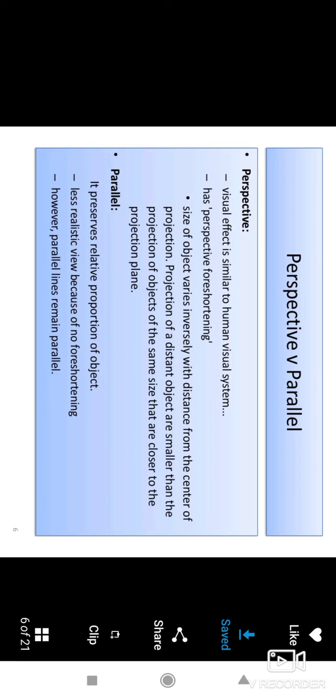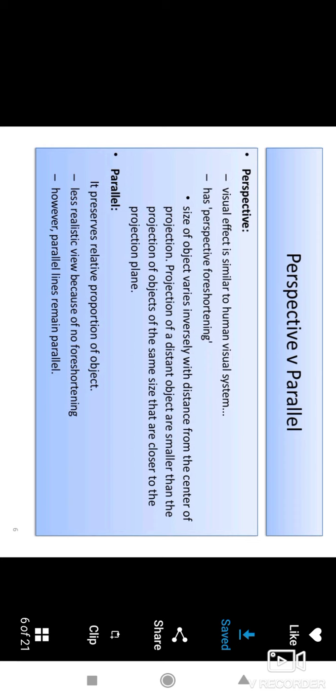That is, the size of the object varies inversely with the distance from the center of projection. Objects closer to the center of projection, that is, closer to our eyes, seem to be larger than those which are far away from us.